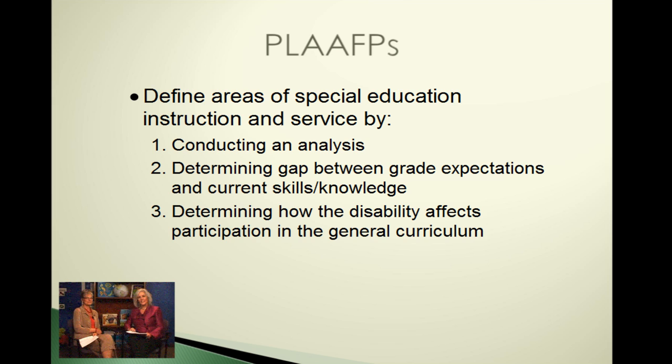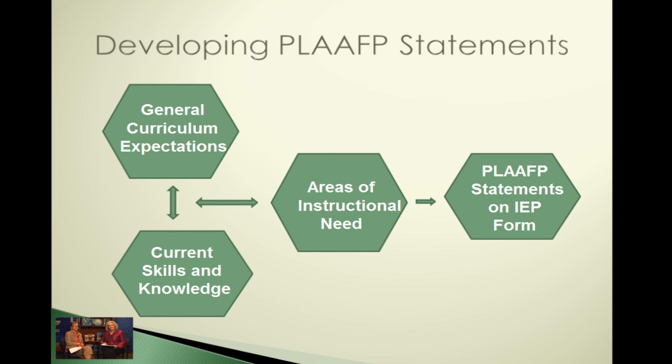Here's another way of diagramming the development of present level statements. You see we have the general curriculum expectations compared to the current skills and knowledge. That leads to the identification of areas of instructional need, and then that leads to the statements that we're actually going to put on the IEP form.